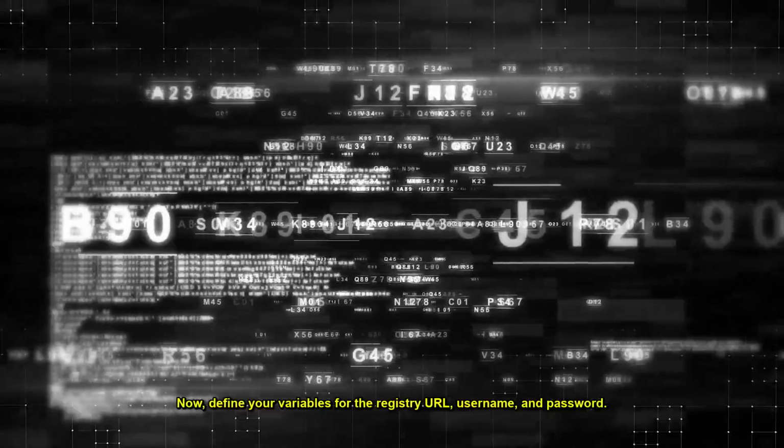Now, create a new directory for your authentication scripts. Navigate into that directory in your terminal. In this directory, create a file named harbor-auth.sh. Open this file in your preferred text editor. At the top of the file, add the shebang line for bash. Now, define your variables for the registry URL, username, and password. Make sure to set the correct permissions on this script to keep your credentials safe.